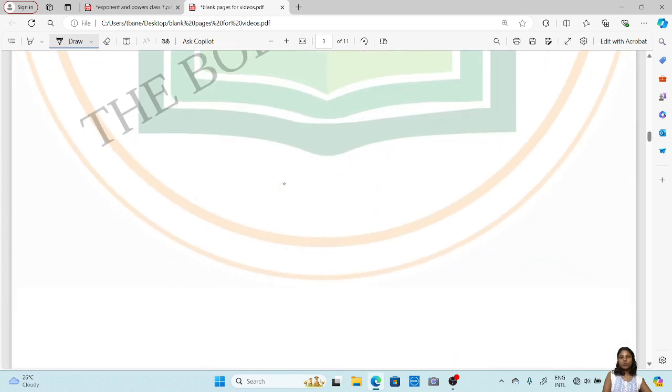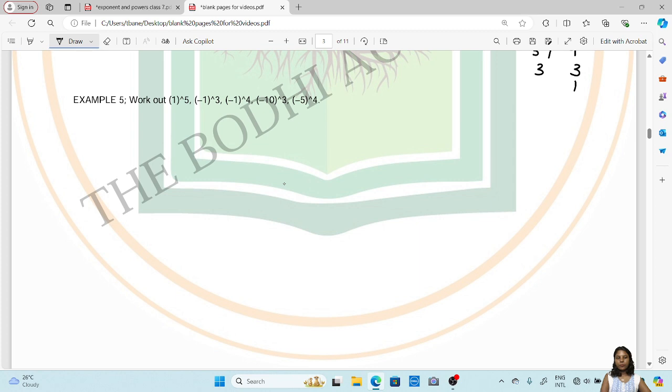Now let's look at this example. Now see here what has happened, look at this part. So what this says, we have 1 that is multiplied 5 times. 1 into 1 into 1. Okay. So this is 1 raised to 5.